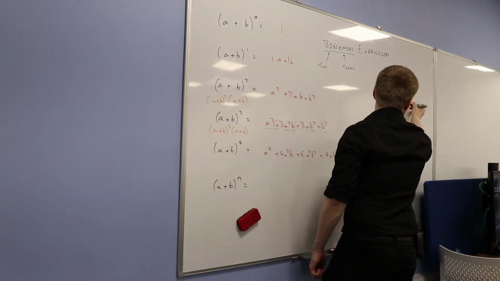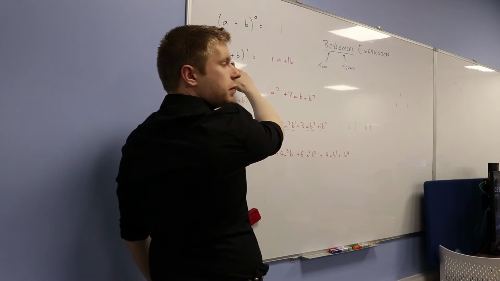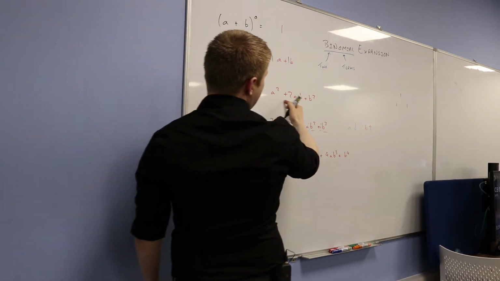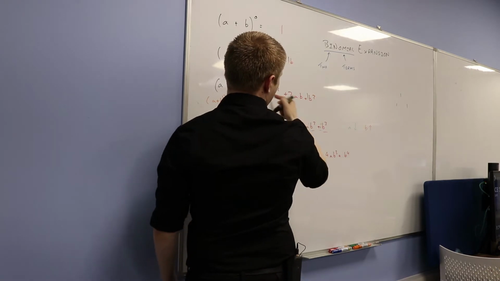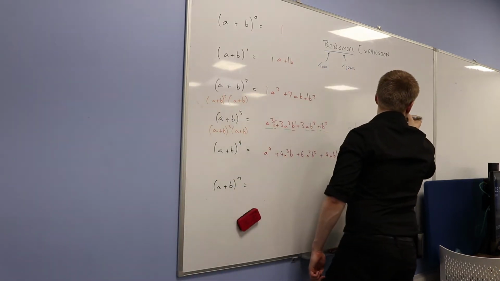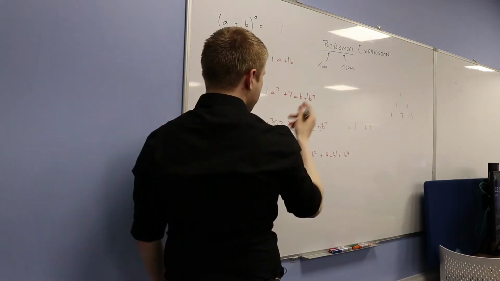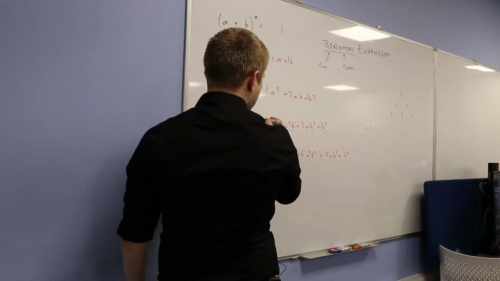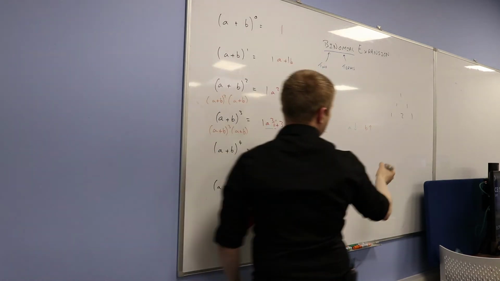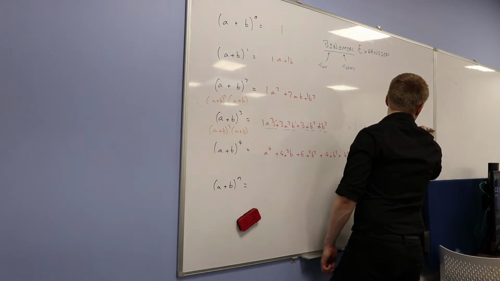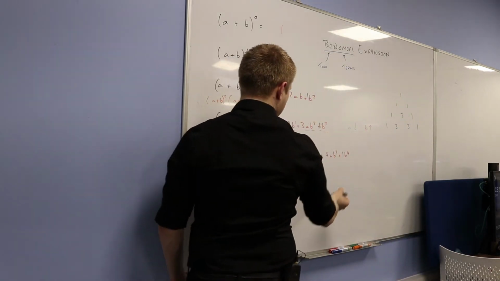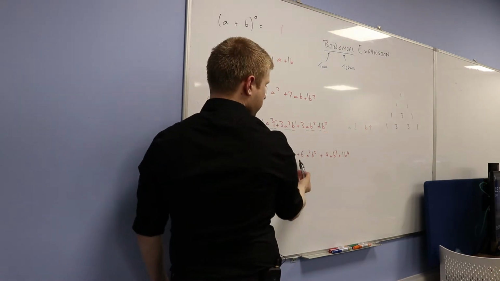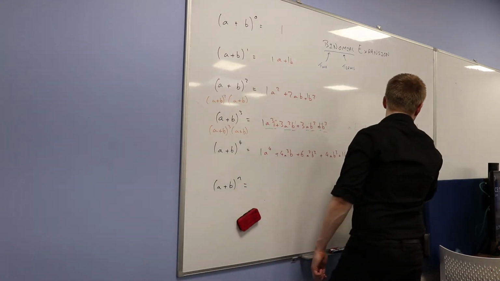So the next row would be 1 and 1, so a plus b to the power of 1. What's the coefficient of the next row? 1, 2, 1. You happy? What are the coefficients of the next row? Good. 1, 3, 3, 1. What are the coefficients of the next row? 1, 4, 6, 4, 1. Perfect.